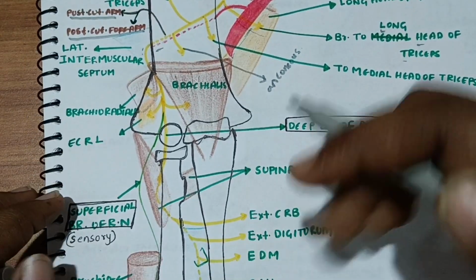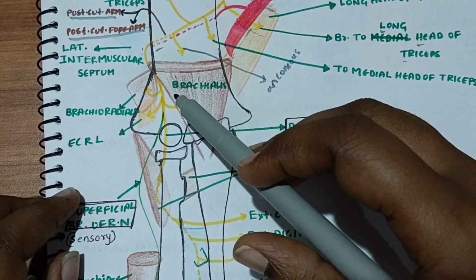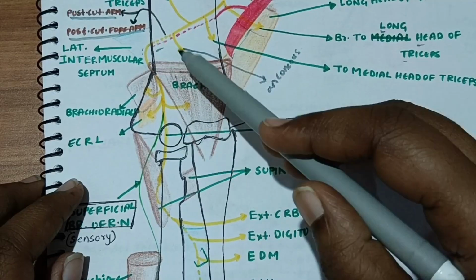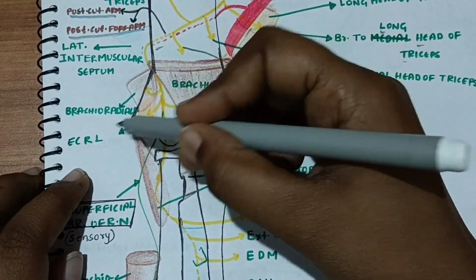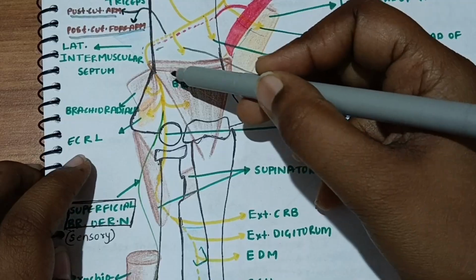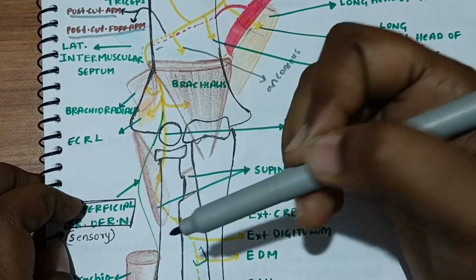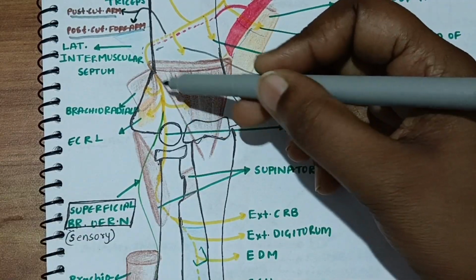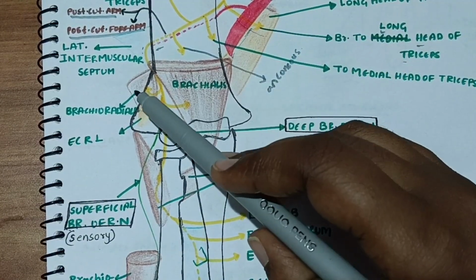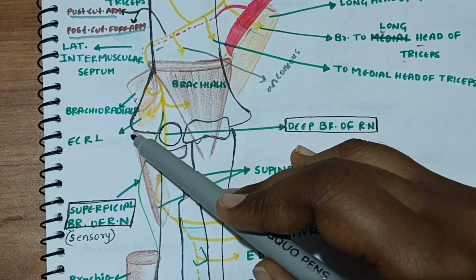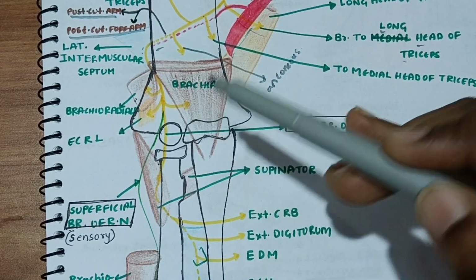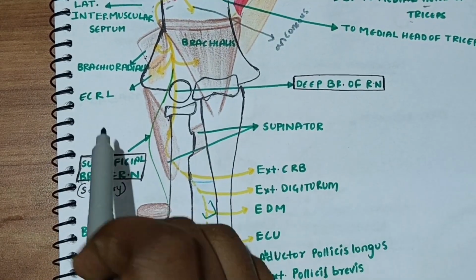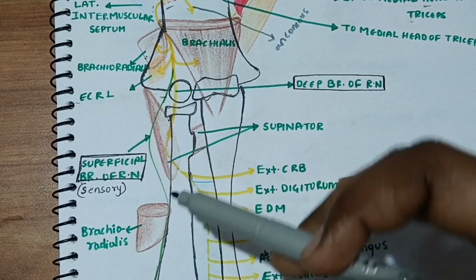After leaving the spiral groove, it comes anteriorly again, crossing the lateral epicondyle. There it supplies a part of brachioradialis, brachialis and extensor carpi radialis longus. Then it enters the forearm region. Up to here it is the arm region.